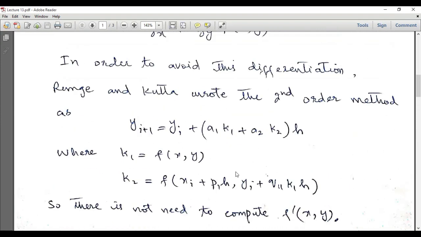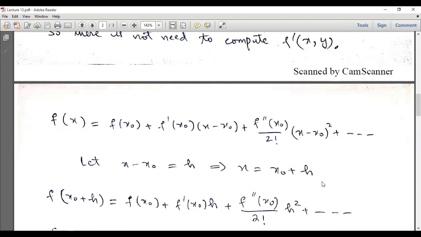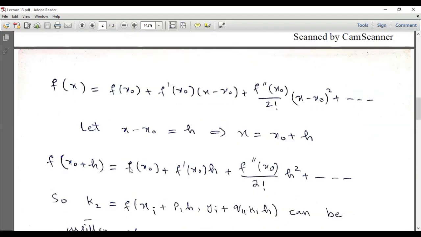If we consider this form, we don't need to compute the derivative of this function of x and y. Generally, the Taylor series expansion of any function can be written as f(x) equal to f(x0) plus f'(x0) times (x minus x0), plus f''(x0) divided by 2 factorial times (x minus x0) squared, plus so on. Let's assume that x minus x0 is equal to h, which is the step size, so x will be equal to x0 plus h. Let's put this value in this expression. So f(x0 plus h) will be equal to f(x0) plus f'(x0) times h, plus this expression times h squared, plus so on.